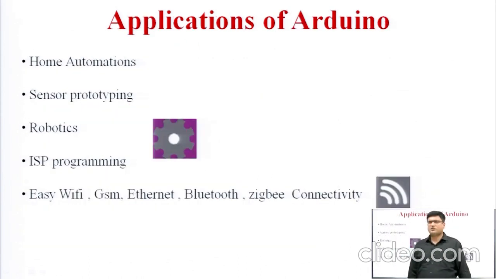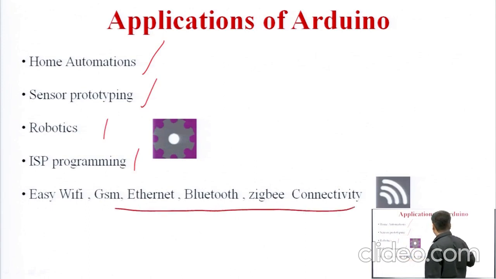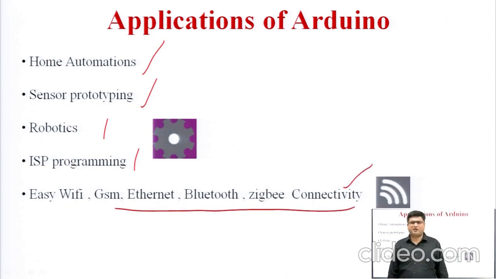So what are the applications of Arduino? There are various types of applications. Home automation we can use, sensor prototyping, robotics we can use, ISP programming we can use, easy Wi-Fi, Ethernet, Bluetooth, Zigbee connectivity. So various types of projects we can do, for smart home, smart lighting, smart street lights, smart city, we can use the Arduino microcontroller.